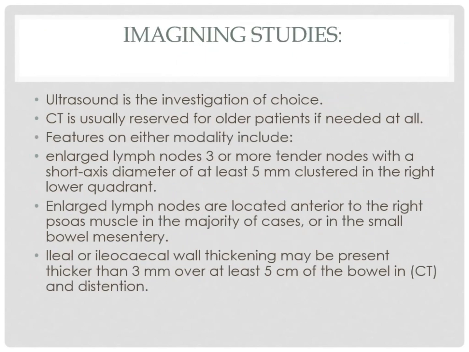Imaging studies, mostly we use ultrasound as an investigation of choice. CT is usually reserved for older patients if needed at all. Features on either modality include enlarged lymph nodes, 3 or more tender lymph nodes with a short axis diameter of at least 5 mm clustered in the right iliac fossa, enlarged lymph nodes in the right lower quadrant. Enlarged lymph nodes are located anterior to the right psoas muscle in the majority of cases, or in the small bowel mesentery. Ileocecal wall thickening may be present if more than 3 mm. So this is all CT.